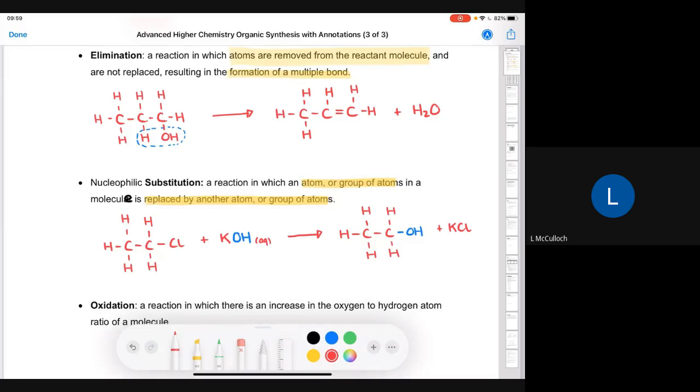Now we'll look at the different atoms that can be substituted and the mechanism behind how that works in a future lesson. Okay. All right.